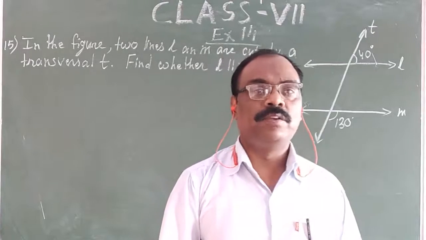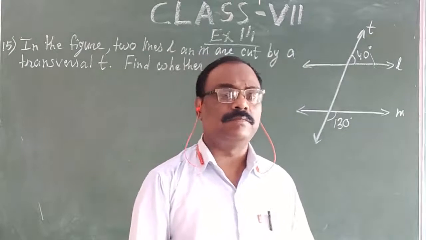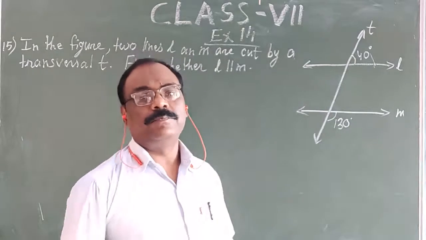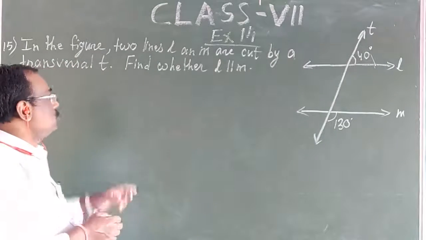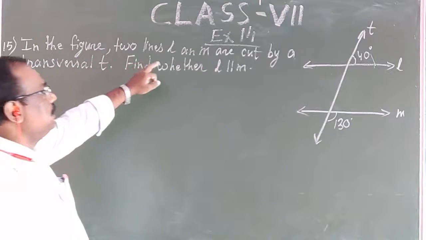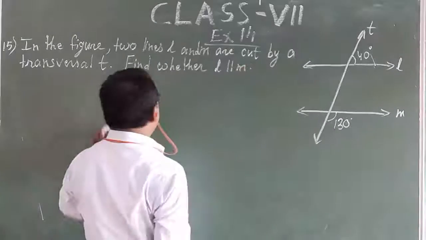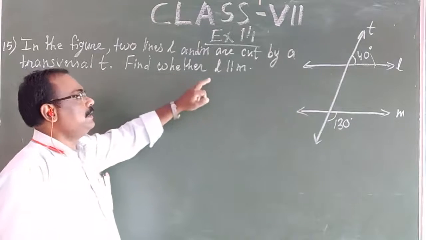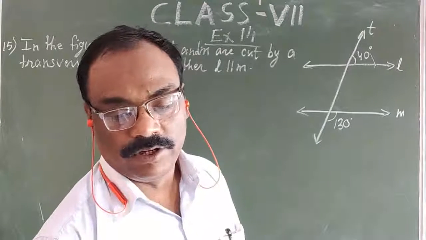In this video we are going to solve question number 15, the first figure of exercise 14. I have written the question and drawn the figure. The question says that in the given figure two lines L and M are cut by a transversal T. Find whether L is parallel to M. We need to find.